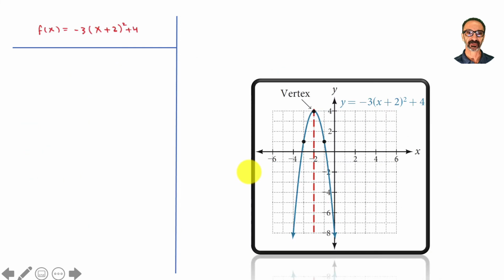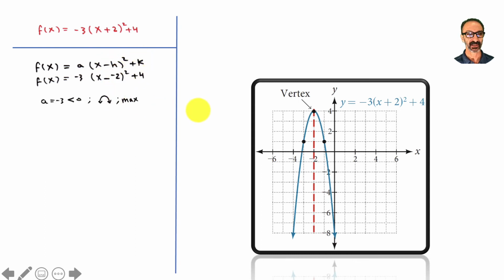For this example, I have the equation in vertex form, and I see the graph and they're pointing to the vertex. Comparing it to the vertex form, I could see that a is negative 3 and h is negative 2 and k is 4. a is negative 3, so it opens down and we have a max. Axis of symmetry from the vertex form will be x equals h, and that is negative 2.